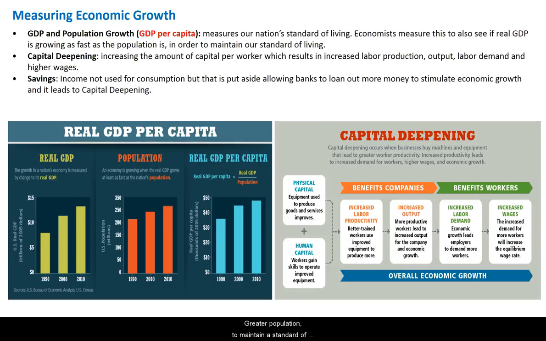Greater population, to maintain a standard of living, we're going to have to produce more, but we're going to have jobs. We're going to have the ability for people to work and be productive, to get paychecks, to be able to go out and purchase items so that we can then continue to make those goods.